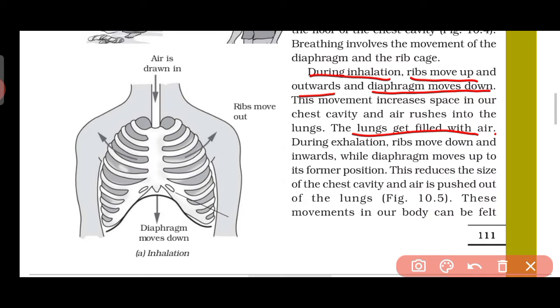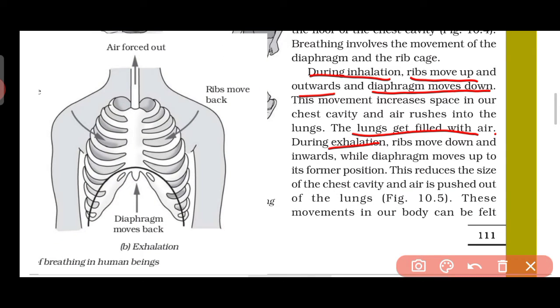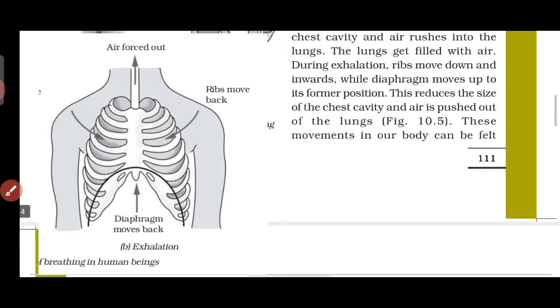And what about exhalation? Of course, we are exhaling the air, so the volume will decrease. All the process will be of the reverse kind. Look here, the ribs move down and inward while the diaphragm moves up to its former position, its initial position. This causes a reduction in the size of the chest cavity, and it pushes out the air.